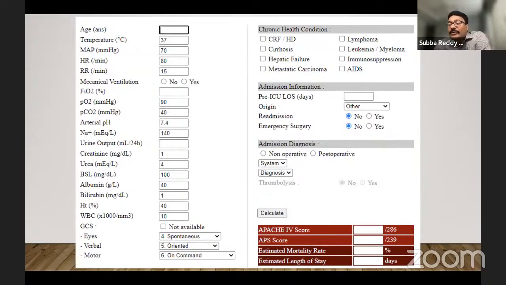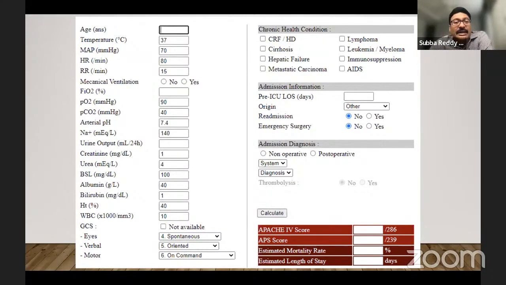You cannot say, oh, I think 1 week. Oh, I think 10 days. No. You will get estimated length of stay when you fill all these parameters, and then you get a score. But to get this scoring system, do you want to do ABGs for all the patients? Do you want to do sodium for all the patients? Do you want to do albumin for all the patients?